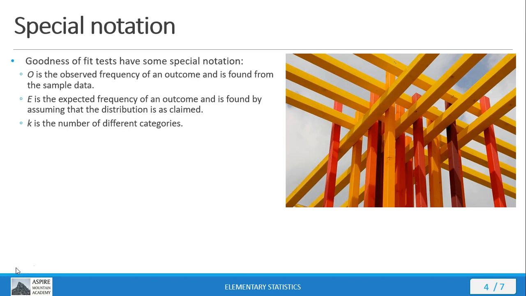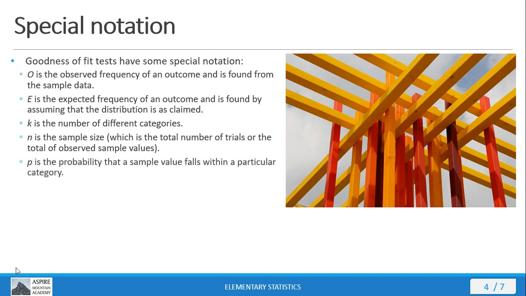Lowercase letter k is the number of different categories that we have in our sample data. Lowercase letter n is the sample size. So this is the sample size across all the categories put together. It's the total number of trials, total number of observed sample values. Lowercase letter p is the probability that a sample falls within a particular category in our data.